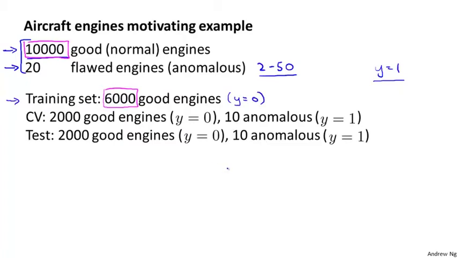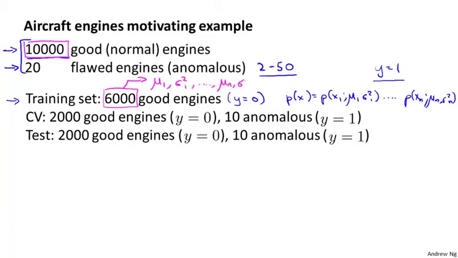And so we would use this to fit P of x, right? We would use these 6,000 engines to fit P of x, which is P of x1 parameterized by mu1, sigma squared 1, up to P of xn parameterized by mu n, sigma squared n. So it would be these 6,000 examples that we would use to estimate the parameters mu1, sigma squared 1, up to mu n, sigma squared n. So that's our training set of all good, or the vast majority good, examples.